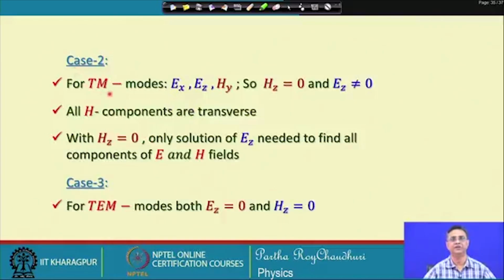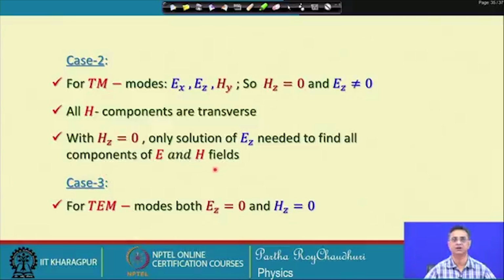For case 2, if you consider the TM modes, these are the field components which constitute the TM modes: Ex, Ez and Hy. So, Hz is equal to 0 obviously, because it is not appearing in these field components which constitute the TM modes, and therefore Ez is not equal to 0. So, all H components are now transverse. Because Hz equal to 0, only the solution of Ez is needed to find all the components of E and H fields.